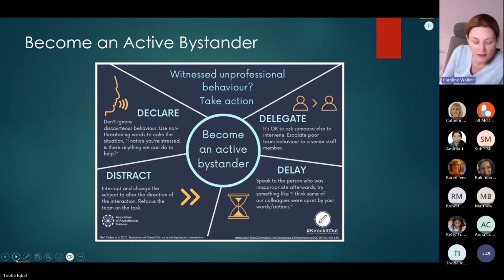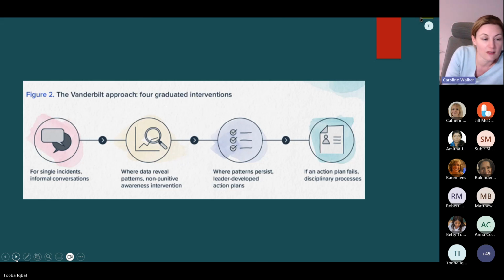I guess the final option there is delegating. And if you or the person receiving the incivility, or the team, don't feel able to speak up, then it's perfectly reasonable to delegate that to either a senior colleague, or we have Janice joining us later as our freedom to speak up guardian. And there are several routes within the trust whereby that can be delayed and delegated to. So just a couple more slides from me before we talk about that.